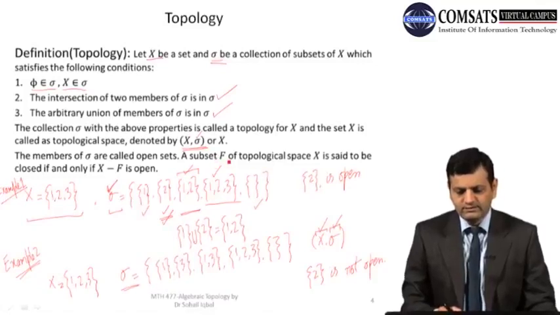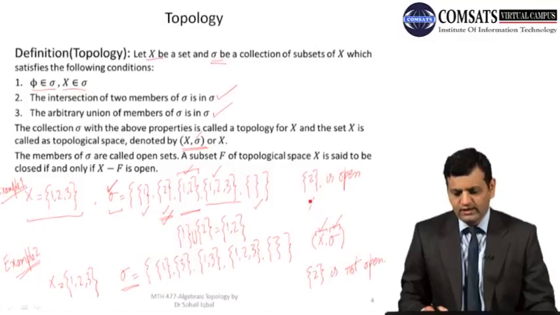Similarly, a subset F of a topological space X is said to be closed if and only if X minus F is open. In this case, our X is {1, 2, 3}. So X minus {2} is equal to {1, 3}. So we can say that this {1, 3} is closed.